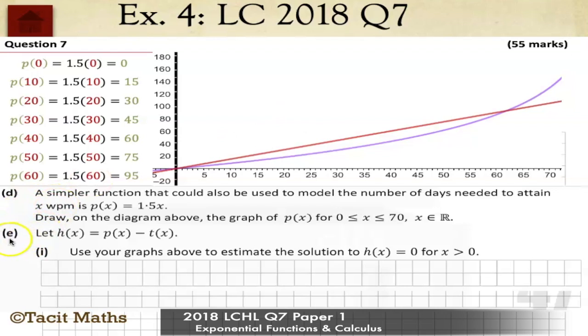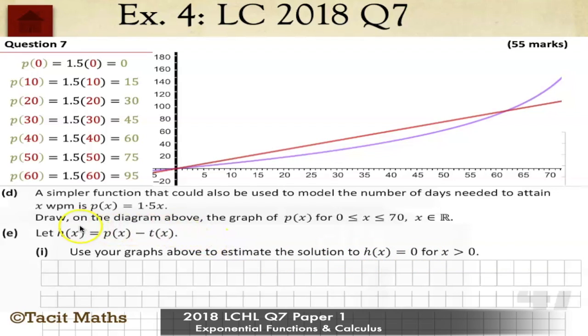Right, but the next couple of parts then are small but more challenging. It's just the wording of them. When I saw this first, I hadn't a clue really what they were asking for here. So h of x is equal to p of x minus t of x. What does that mean? But like it says, use your graphs then to estimate where h of x is equal to 0. So how are we going to do this?